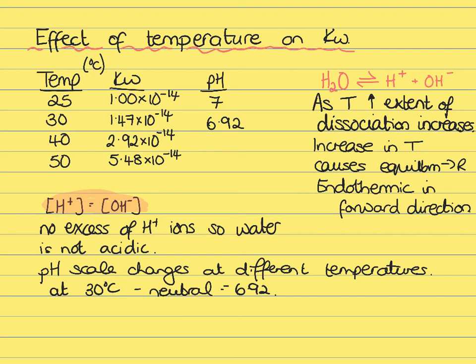Just for completeness, we'll put the other values in for the pH at different temperatures. If it's 40 degrees C, it's 6.77. And if it's 50 degrees C, it ends up as 6.63.